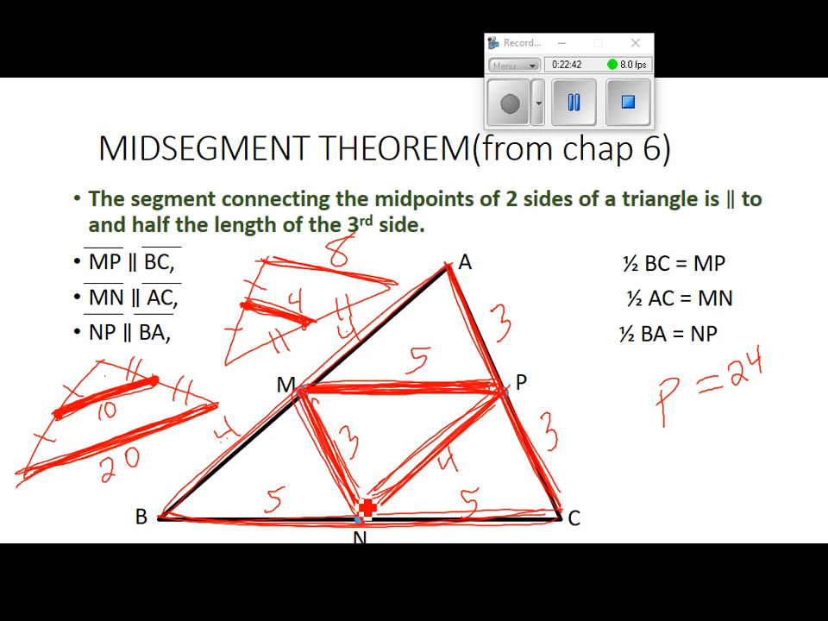Somebody find the perimeter of that small triangle, the mid-segment triangle there. 12. Everybody agree with that? 5 plus 3 plus 4. Anybody notice anything about those two perimeters? They're half. So the mid-segment triangle is always going to have a perimeter that's half of the big triangle.